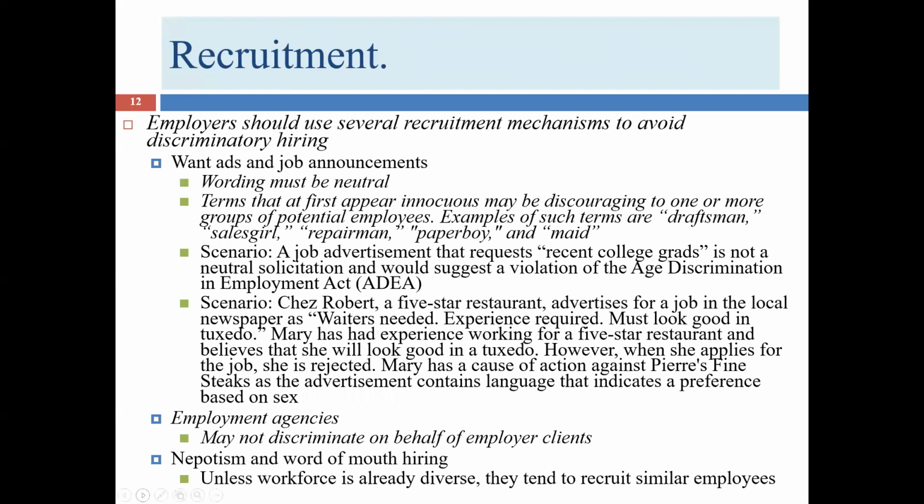Let's talk about some challenges, some things that ought to be on your radar as you consider how to prepare your process so that you get the right candidates and you also stay clear of any potential problems.